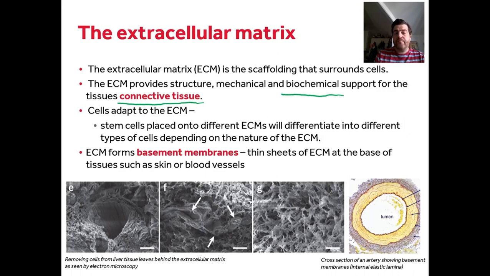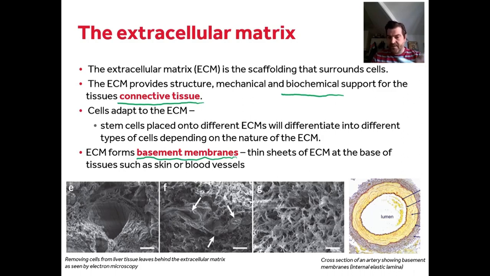Now, the extracellular matrix also forms what we call basement membranes. We've probably spoken about basement membranes in terms of tissues in certain organs. And these tend to be thin sheets of extracellular matrix that separate different parts of tissues. So if you think of skin or blood vessels, the cells are attached to that basement membrane.